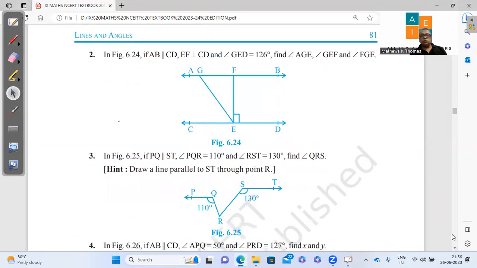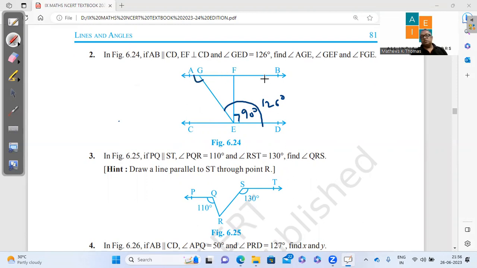Question number 2. Here AB and CD are again parallel. EF is perpendicular, so this is going to be 90. Angle GED, that means this entire angle, is 126. The question is find out angle AGE.